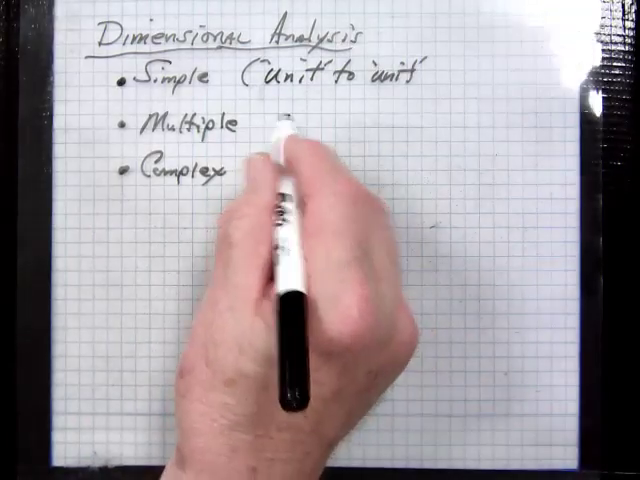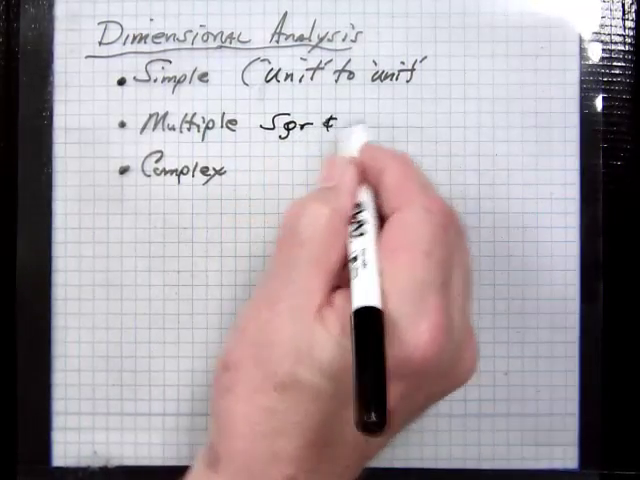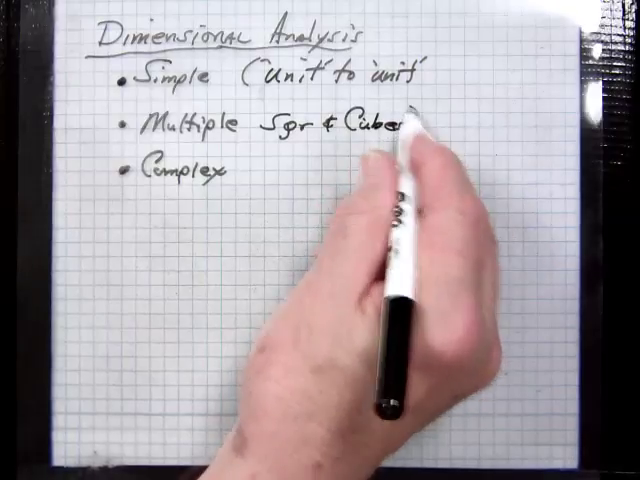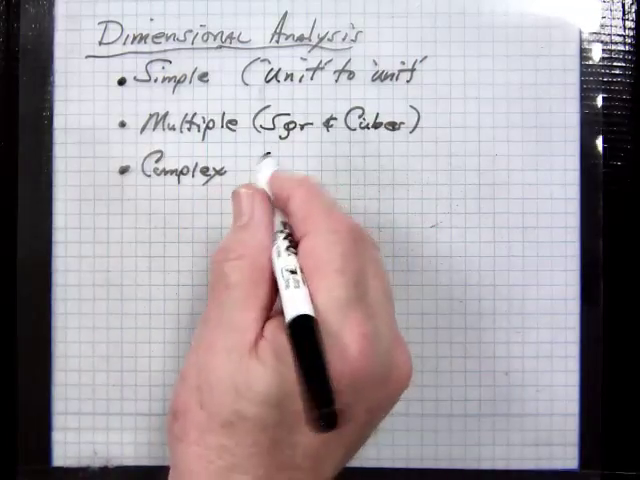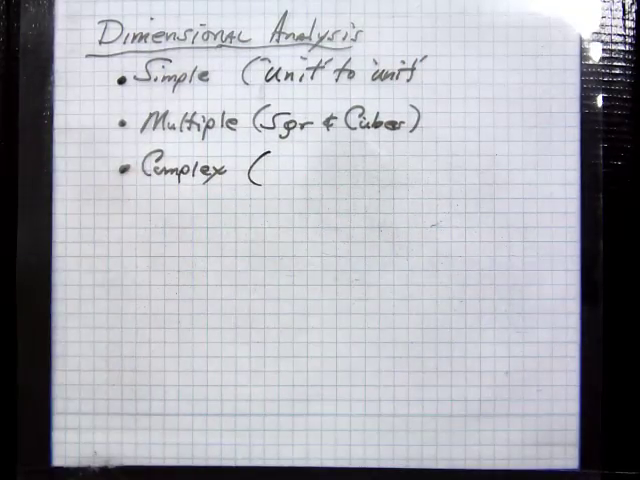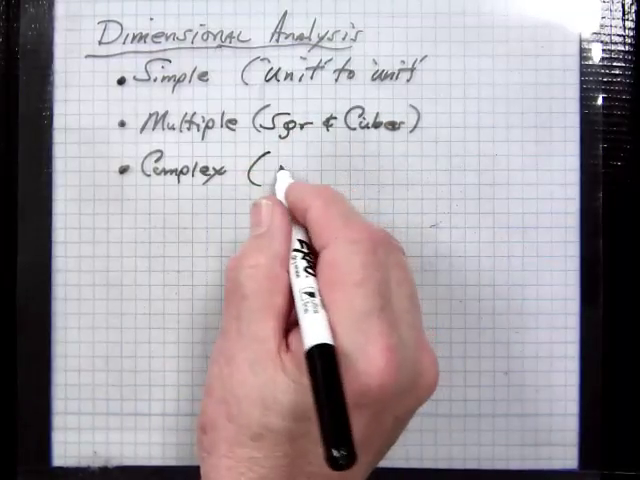Multiples deals with squares and cubes. You're going from square inches to square centimeters. Okay? And then complex, these are combinations of fundamental quantities. You cannot convert pounds into seconds or meters into pounds. So it has to be retained in the context of the fundamental quantity. So these are combos.